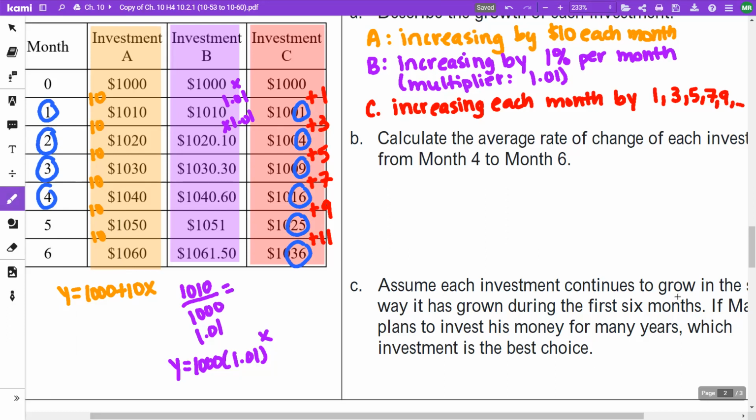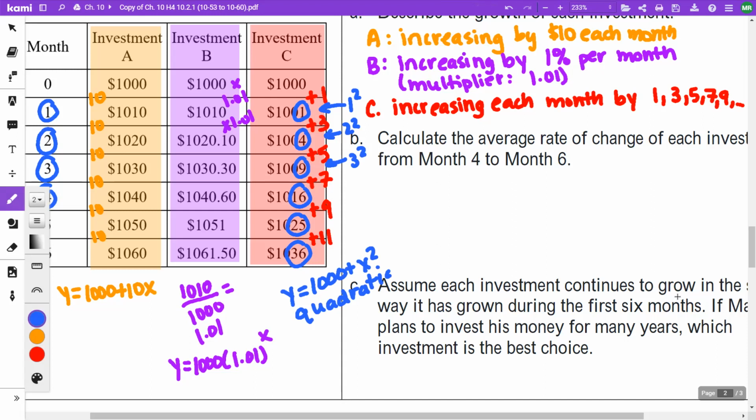So what I'm noticing is that each time onto the 1,000, I either added 1 squared, or 2 squared, or 3 squared, and so forth. So this one's going to be y is equal to 1,000 plus x squared, and this one is quadratic. Again, the middle one was exponential, and the first one was linear.